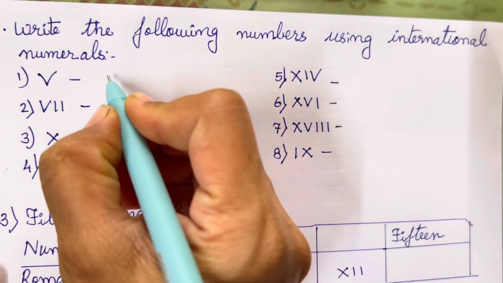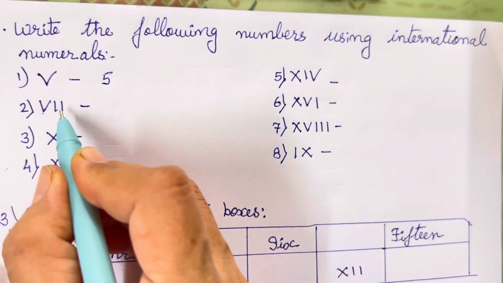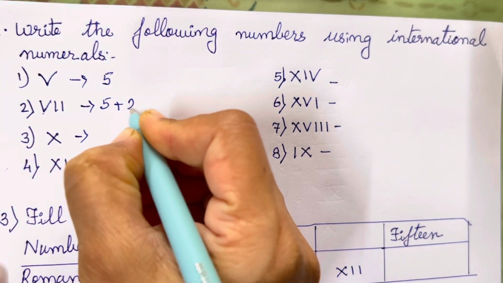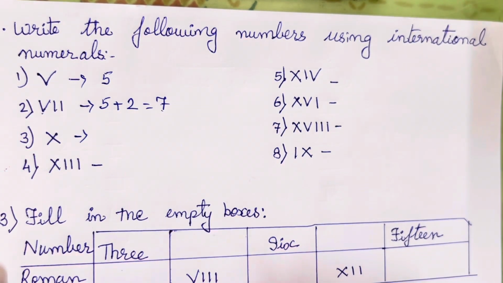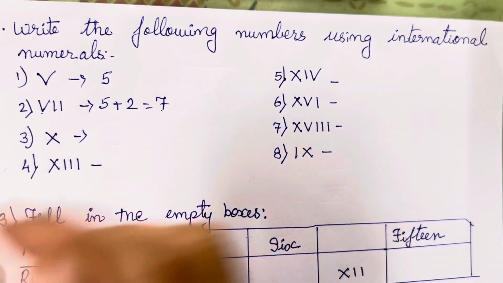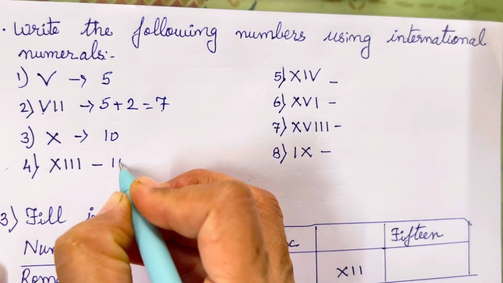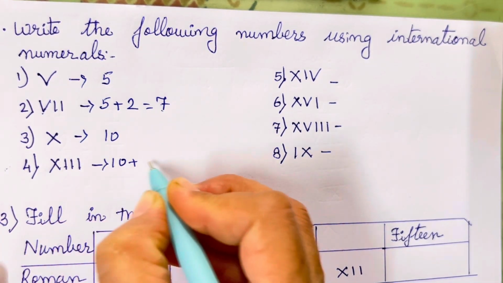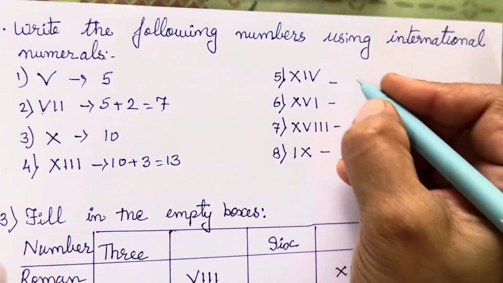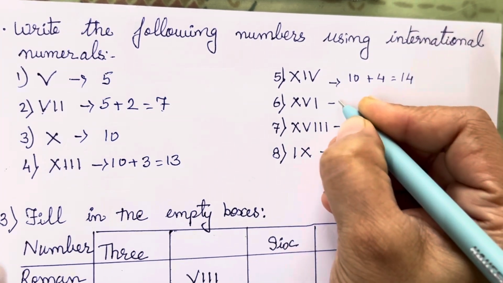So 5, very easily we can write 5. Now this is 5 plus 2, that means it is 7. You can write it in this way. If it is not clicking, then you can add it. If it is clicking, then you can directly write the numbers. Now this is 10 plus 1, 2, 3, isn't it? So this number is supposed to be 13. 10 plus 4, so this is going to be 14.